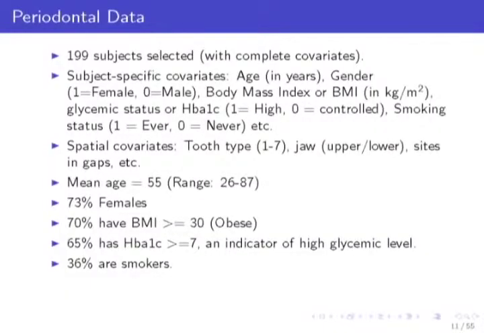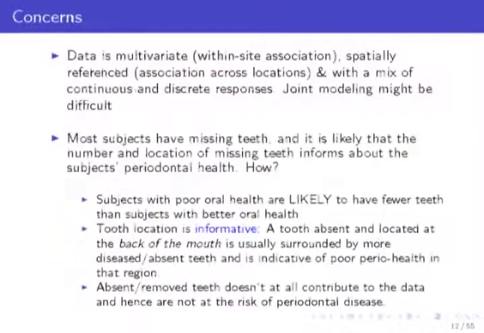70% have BMI more than 30, so a highly obese population. 65% have HbA1c greater than or equal to 7, which indicates a high glycemic level. 36% are smokers. So our data is multivariate, that is, within-site association. In the hierarchy you can think about it, and it can be spatially referenced across location.